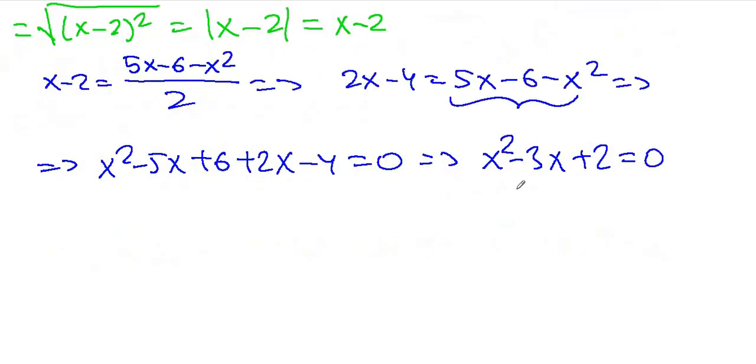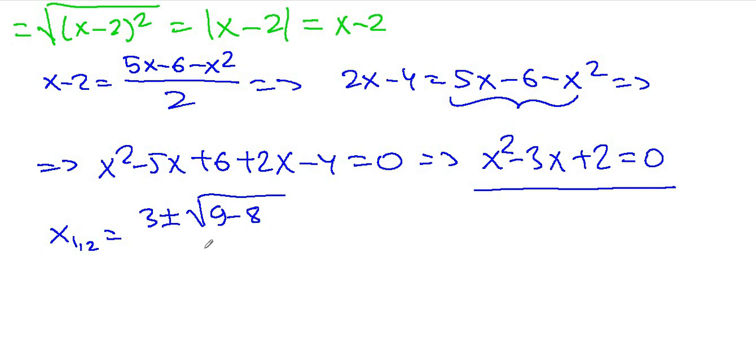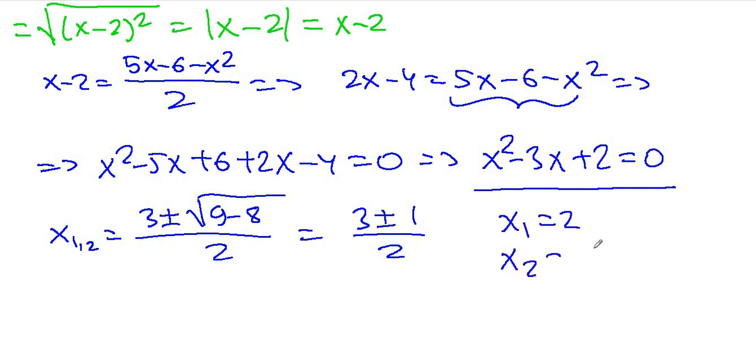Now, this is the basic quadratic equation. I have to solve by using the discriminant. So x1,2 is equal to (3 plus minus square root of 9 minus 8) divided by 2. And this one is equal to (3 plus minus 1) divided by 2. And here x1 is equal to 2 and x2 is equal to 1.